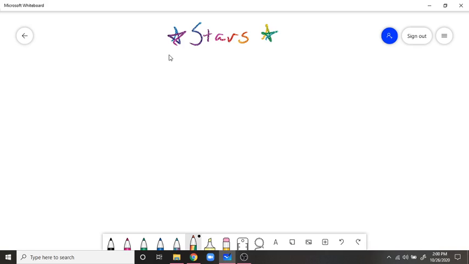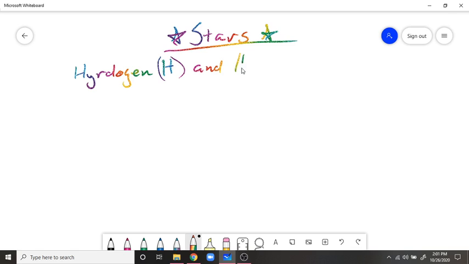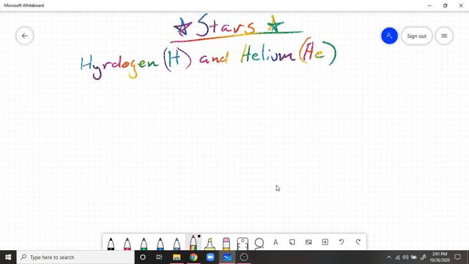Today I'm going to talk to you guys about stars. We said that stars are formed when a large amount of hydrogen gas and helium were attracted to each other because of gravity, and they were drawn to each other and condensed and got so hot that eventually they ignite and stars are formed.